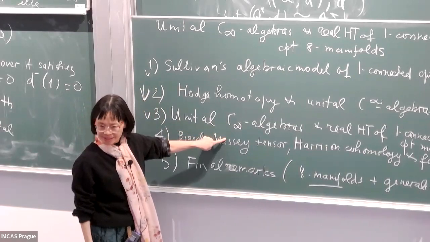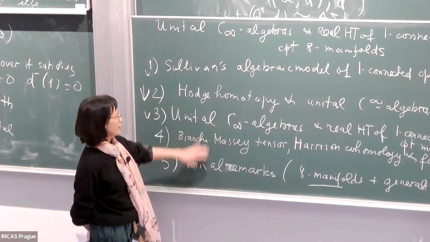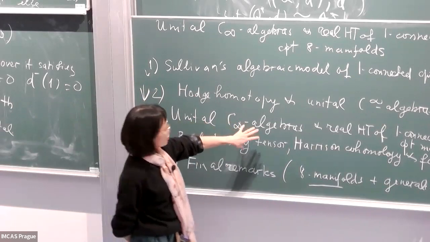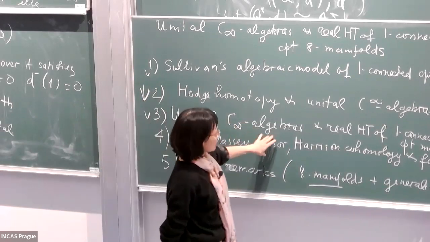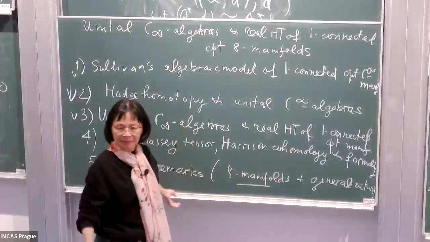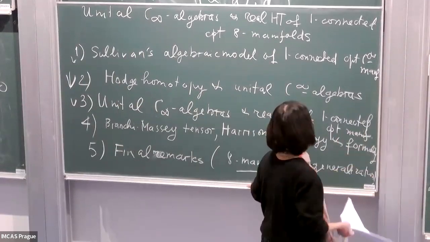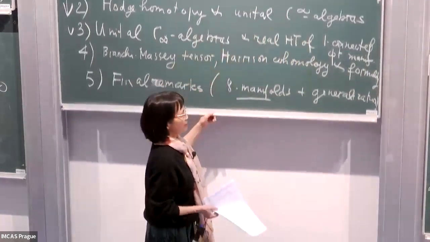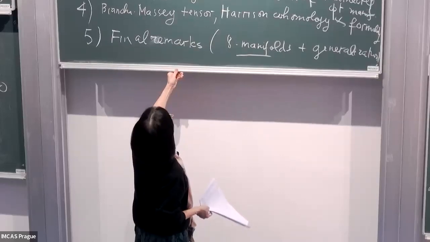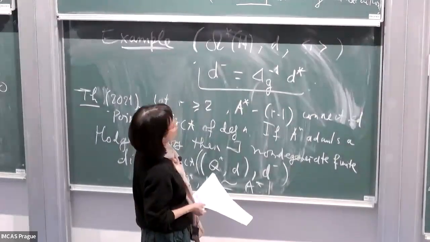He just gave the talk two weeks ago. So once you know the homotopy type of the infinity algebra, you can say something about the homotopy type of the underlying manifold. That is a theorem statement also for the real homotopy type of the manifold. Now I shall say about the Bianchi-Massey tensor, Harrison cohomology and formality.